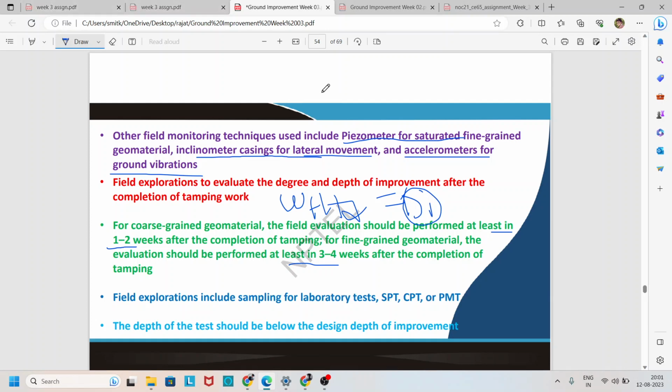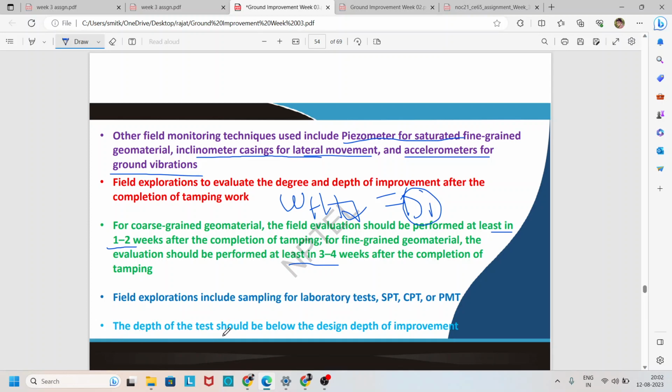If by that also it is not good for that soil, that means by increasing the number of drops or number of passes, the SPT number of the soil is not increased, then the technique should be changed. Like other deep dynamic compaction variants are used.